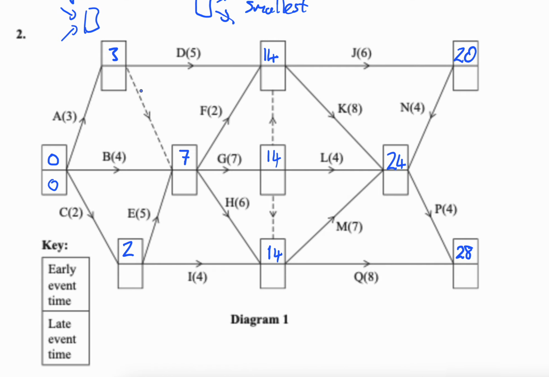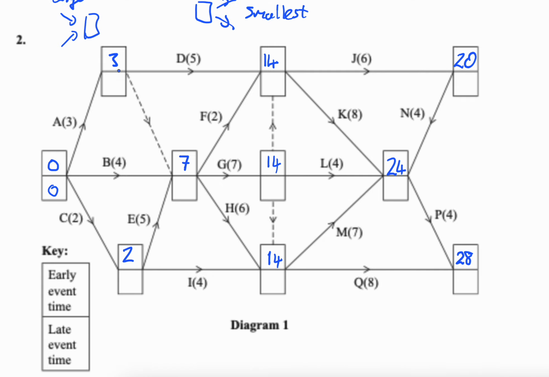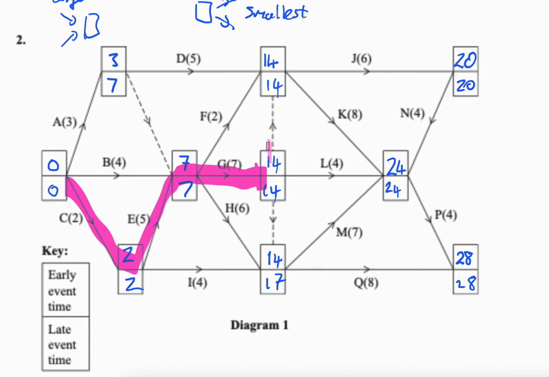All right, let's write it on. What did we say? We said 7, 7, 2, 14, 14, 17, 20, 24, 28, is that right? Yeah. Let's get that path on again. Remember, you can use highlighter in your question paper, but not in your answer books.